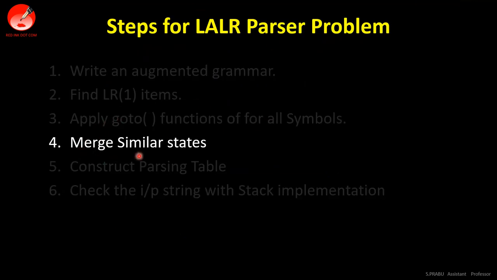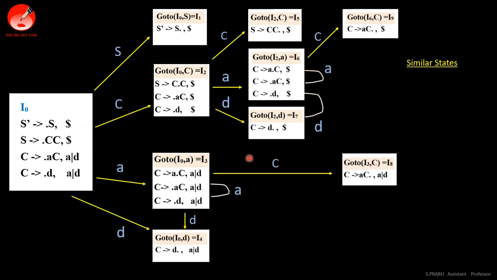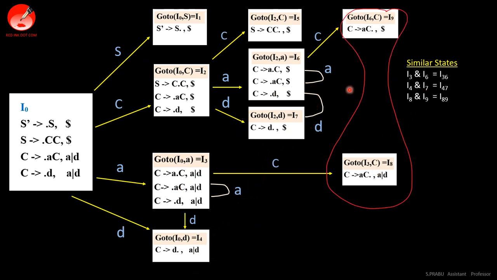Next we are going to merge the similar states. In this, I3 and I6 are identified as similar states. They contain the same productions but only differ in the look ahead symbol. So I merge I3 and I6 as I36, and I4 and I7 are also similar states, only differing in the look ahead symbol. So I merge I4 and I7 as I47, and I8 and I9 are also similar states. So I merge I8 and I9 as I89.